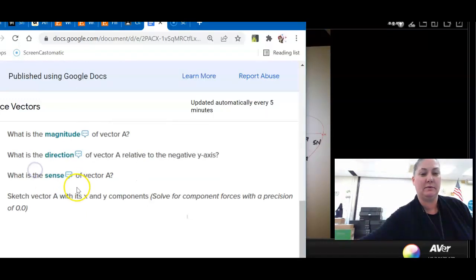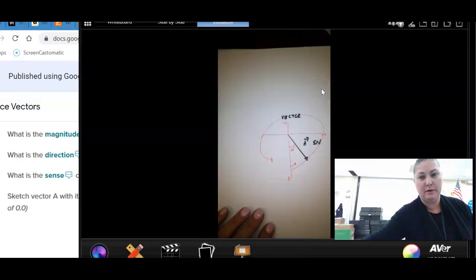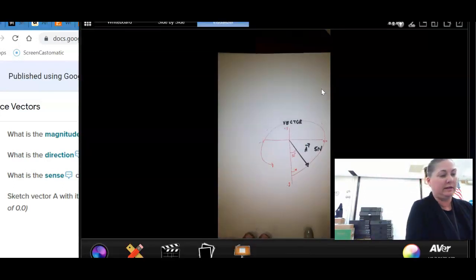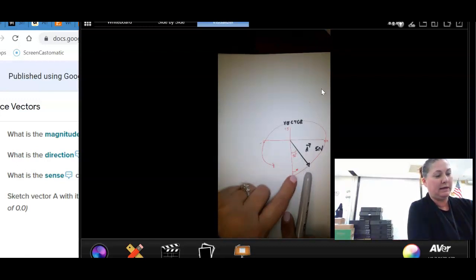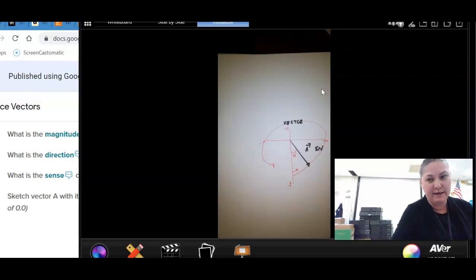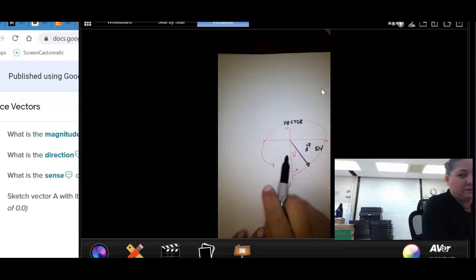Let's see what else they ask you. So magnitude, direction, sense, and then we want to sketch the vector with its x and y components and solve for a component. So we sketched the vector already. We added the vector with the y and the x. When they say add the x and y components, they mean label them. So right next to it, adjacent.